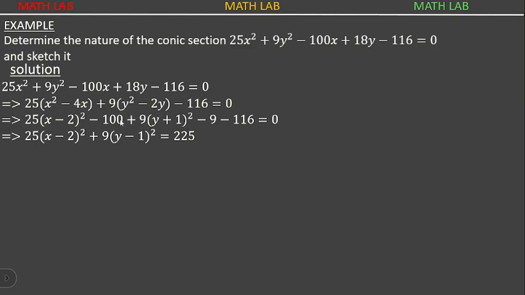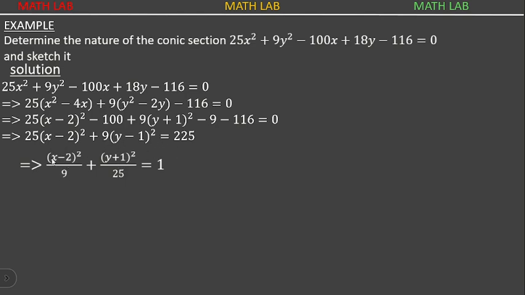Now you have to group all those constants together and send them to the other side of the equation. So you're going to get 25 times (x minus 2) all squared plus 9 times (y minus 1) all squared equals 225. Now after this, you just have to divide both sides by 225 and you have this. For the first case, 25 divided by 225, you have 1 on 9. And for the second case, 9 divided by 225, you have 1 on 25.